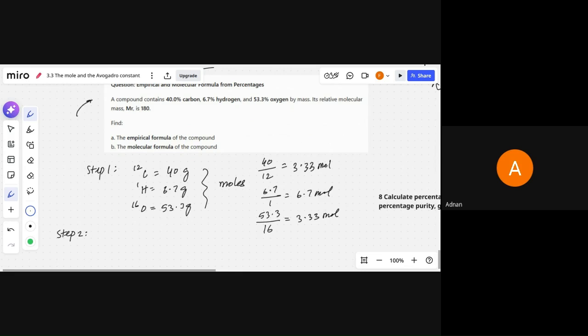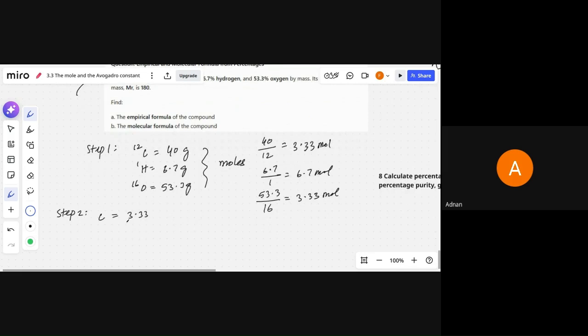Now pick the smallest number and divide the rest by that. The smallest number of moles is 3.33. So we divide all of these by the smallest number. So for carbon, it will be 3.33 over 3.33. We are basically simplifying this further, right?